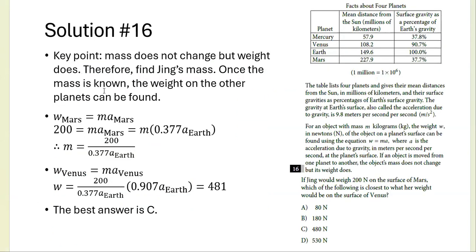And we got a problem solved from here. So as I'm saying right here, key point, mass does not change, but weight does. Okay? So it's asking what Jing would weigh on Venus versus Mars. So what's the commonality? It's the mass. Okay? So if we can find Jing's mass, then we can find the weight on any planet. That's the whole idea here.